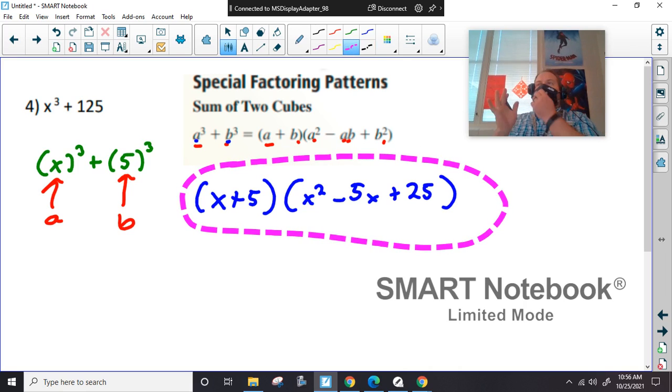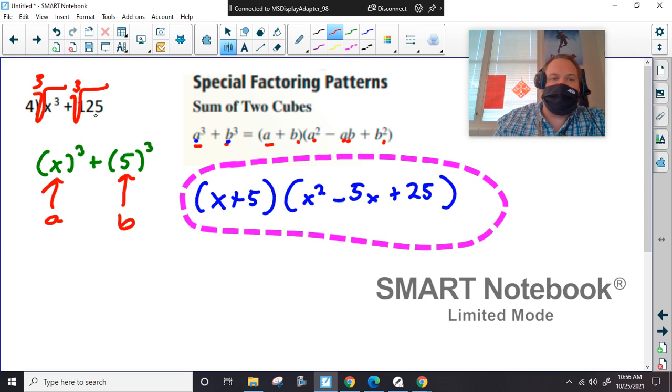Okay, look. Here's the deal. You have to find the cube root of this, which is x. You have to find the cube root of this, which is 5. This gives us our a and our b, and then we plug it into this formula. That's it. That's as far as you go. It's actually not as difficult as people are making it. It is not rocket surgery.